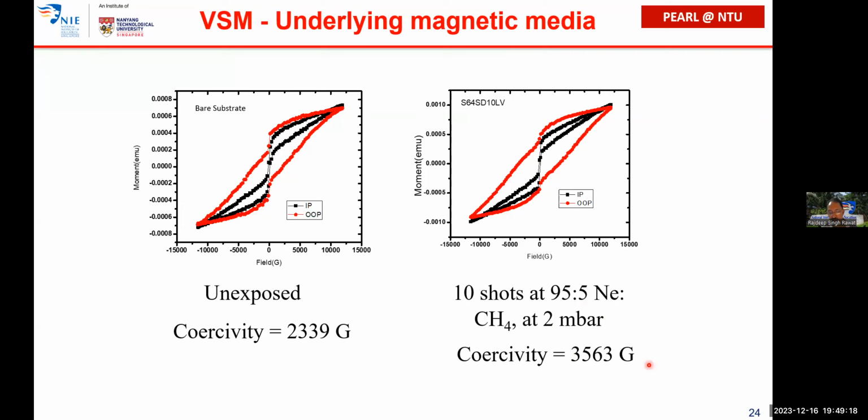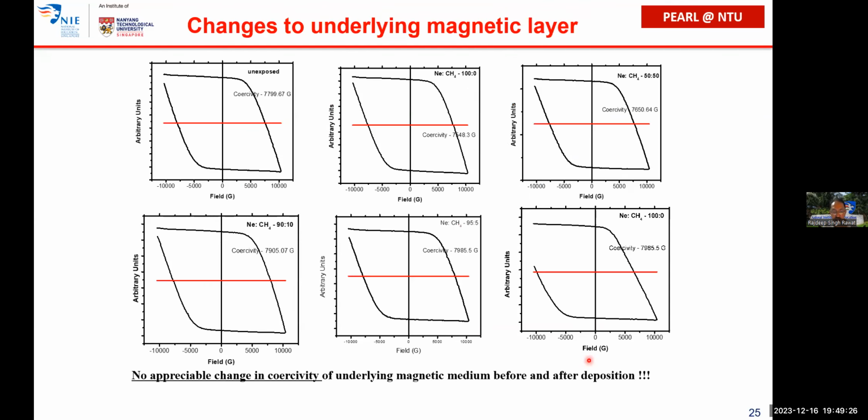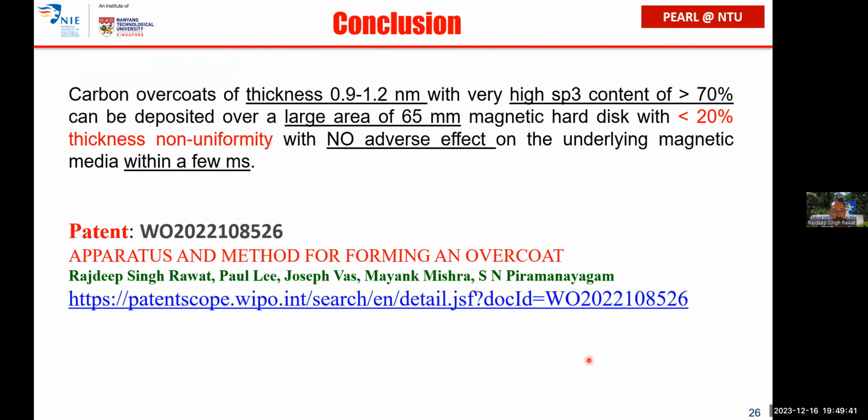So you see, even after plasma focus exposure in the slow focus mode, the coercivity was intact. It did not change, and it was confirmed for multiple samples. As you can see over here, the coercivity of the underneath sample remained very high. So the underneath magnetic layer was totally intact after this. The conclusion was that we developed this alternative plasma focus based technology for carbon overcoat. This is the patent that is listed over here.